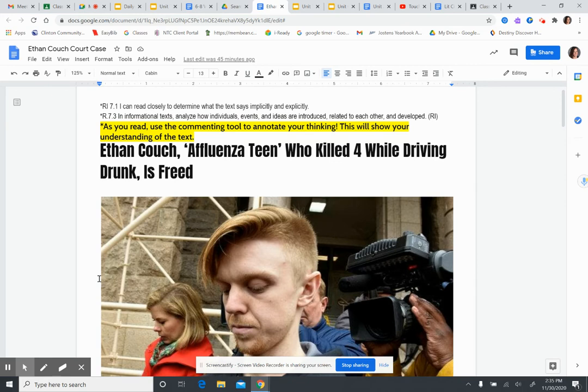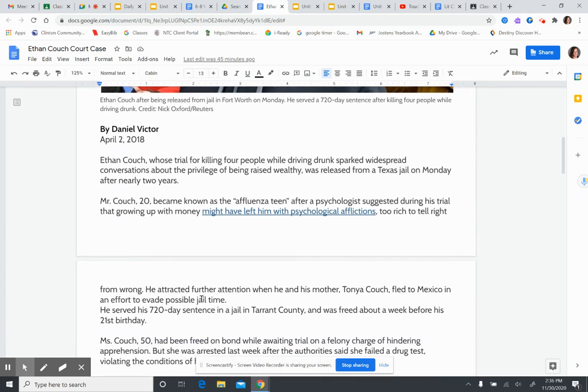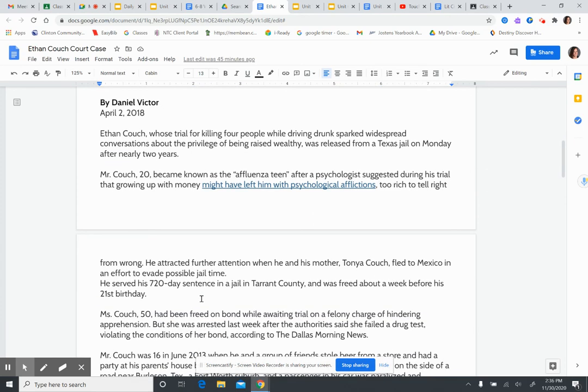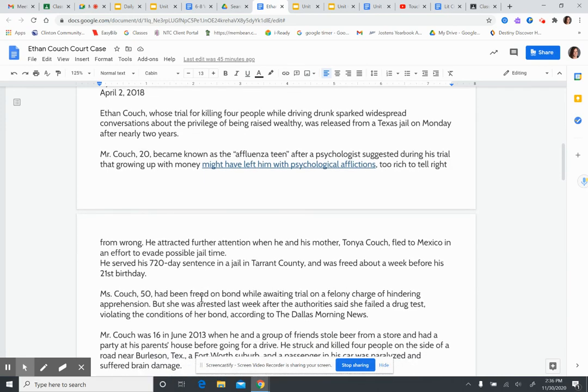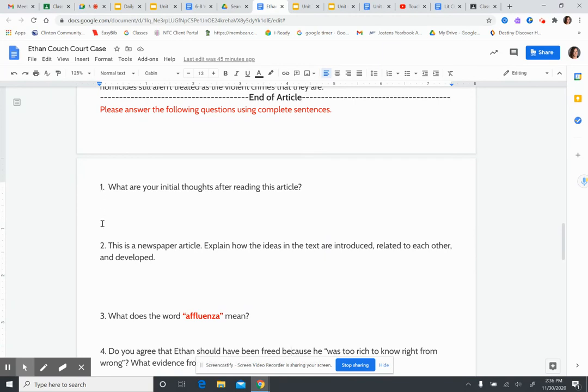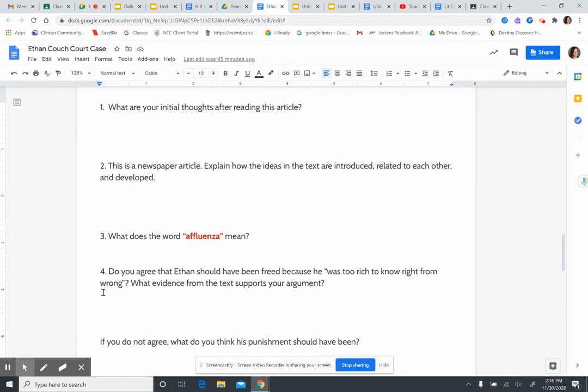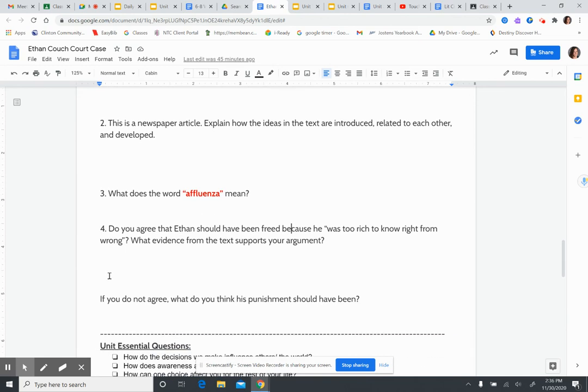As you read, you're going to be using the commenting tool to make any comments to the right here. Okay, this article is really short. So what we did today in class is students got about 10 to 15 minutes to read this article and to answer 1, 2, 3, and 4. Your document might say 1, 2, 2, 3. I apologize for that. So again, the directions are to read the article and then answer 1, 2, 3, and 4. Okay.